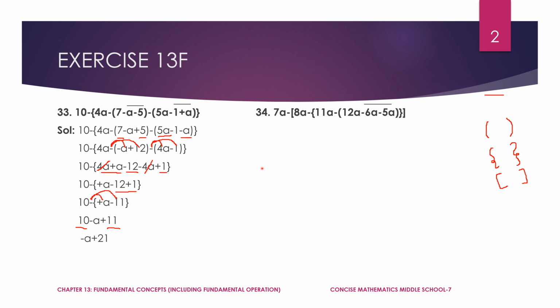Let's move on to the 34th question. Even here, first we need to solve this vinculum. See, vinculum should be solved first. So whenever there is a bar or vinculum, at that time, this minus sign becomes plus. Minus becomes plus. In this step, we have removed this vinculum. And now all are like terms, all are like terms, that is having a variable of a.